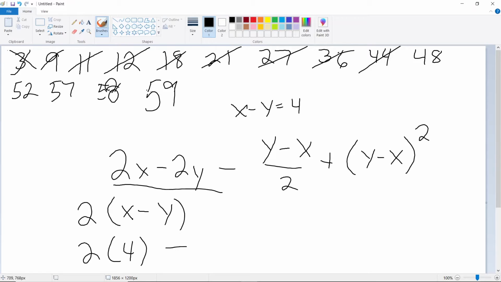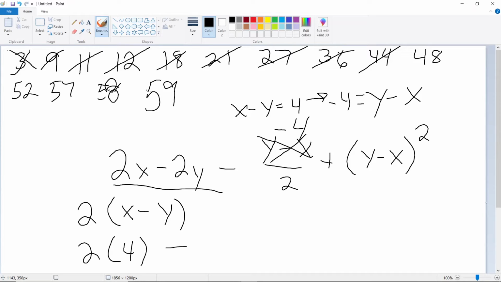So now it's minus. Well, we have y minus x, and x minus y equals 4. Well, what is y minus x? There's two ways we could do it. Let's look at the original equation. If we subtract x from both sides, add y to both sides, and subtract 4 from both sides, we get negative 4 equals y minus x. So I can just write negative 4 up there.